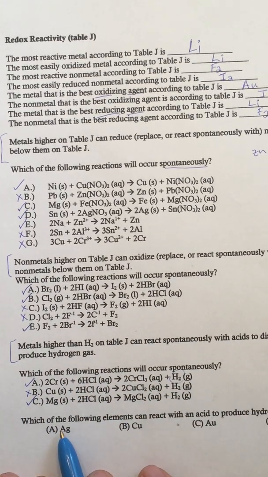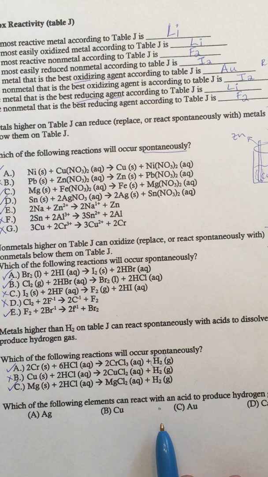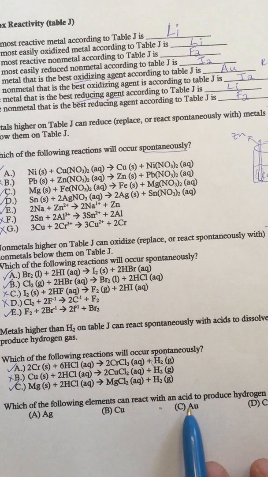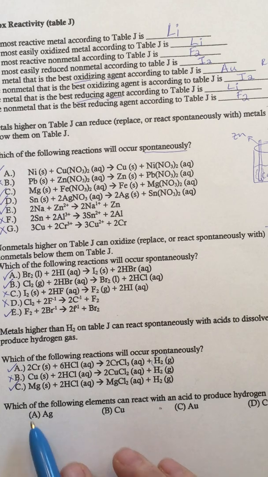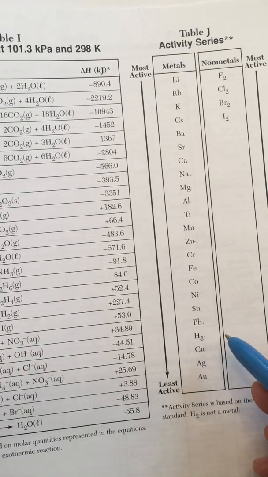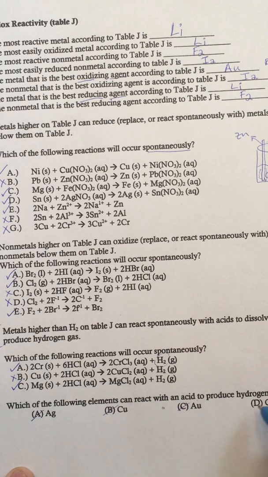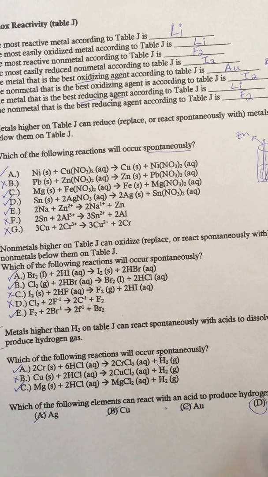And the last one's just a multiple choice. Which of the following elements can react with an acid to produce hydrogen gas? So really what they're asking is, which one of those is above hydrogen on the table J reactivity series? Well, these are the three bottom, right? So gold is in the very bottom, then silver, then copper. Gold, silver, copper, and then hydrogen is above that. So these three are out. So you're only left with calcium, which is the answer.